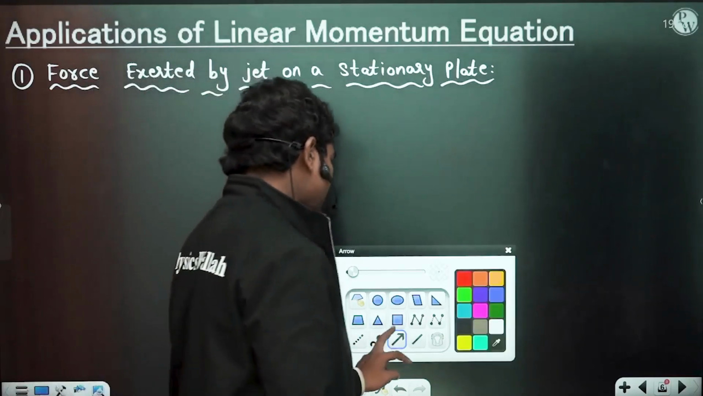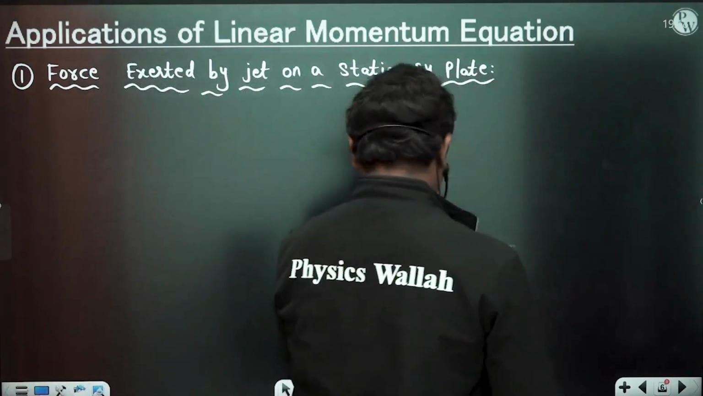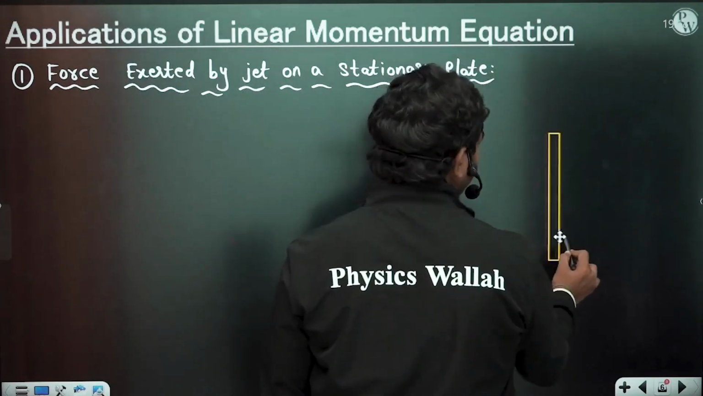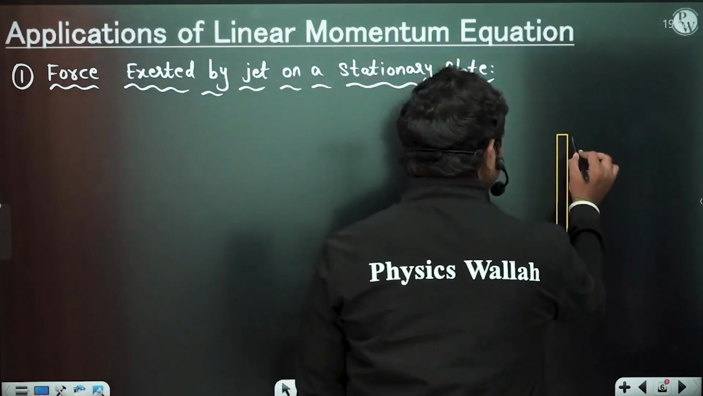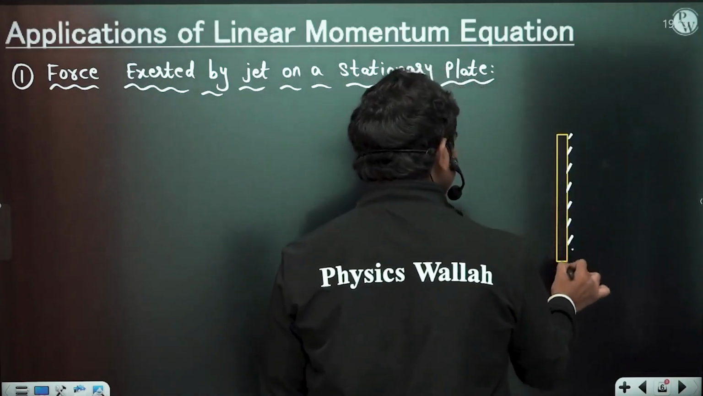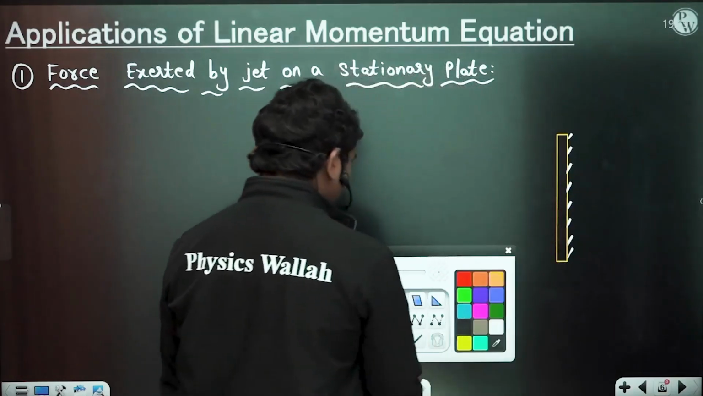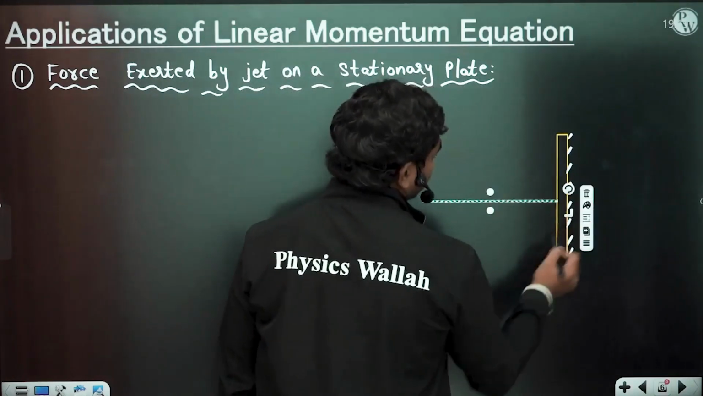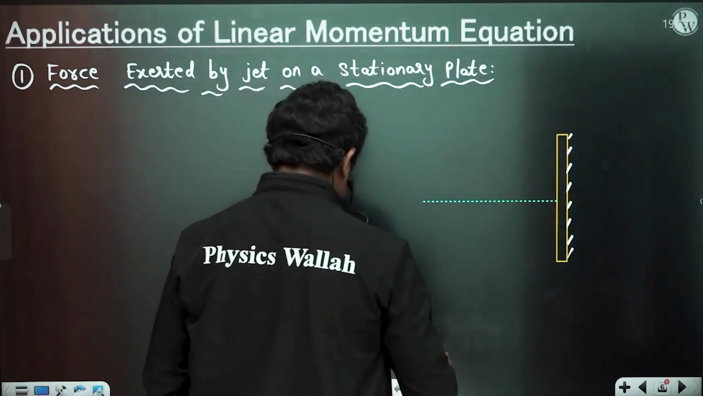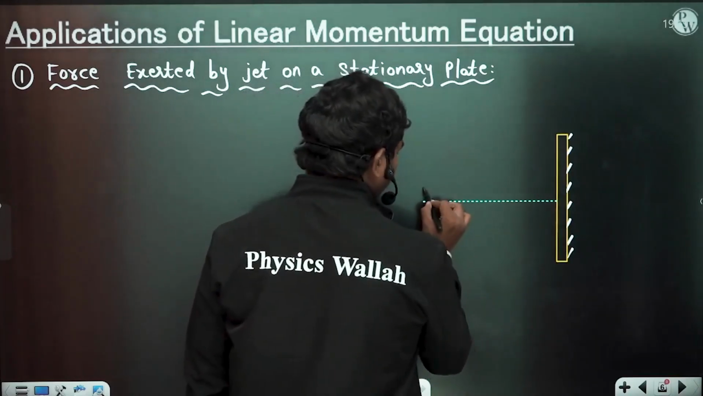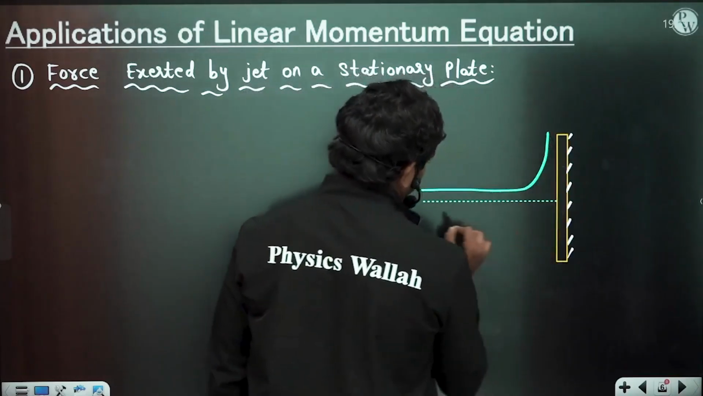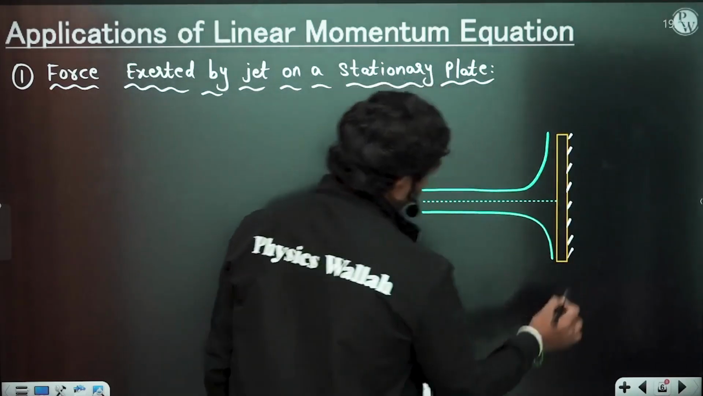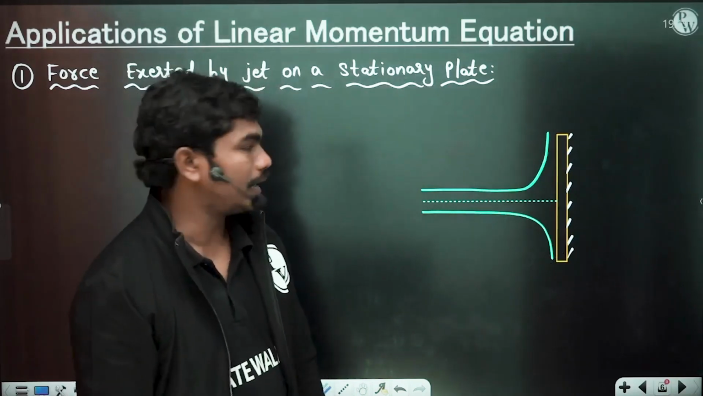Let us suppose you have a plate like this. Now let us suppose some fluid is hitting the plate, for example, something like this. It's a simple case I'm taking initially. So let us suppose if this is the plate, for example.